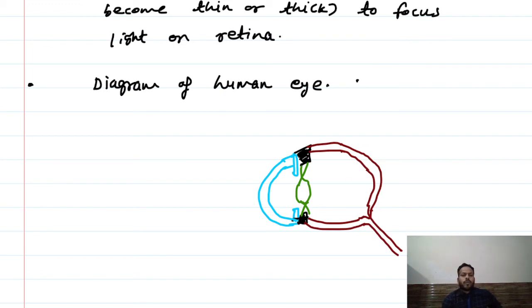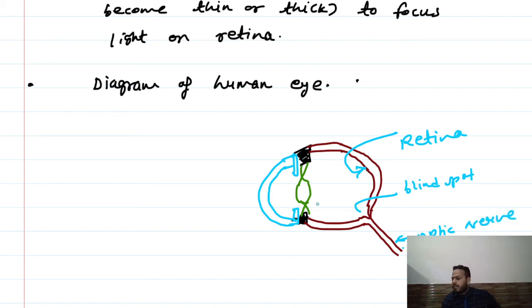Okay, so this is the eye structure, and this is called blind spot. This is called blind spot, and this is the retina. This is retina, and this is called optic nerve. This is called optic nerve, and this is vitreous humor. Here we have vitreous humor.